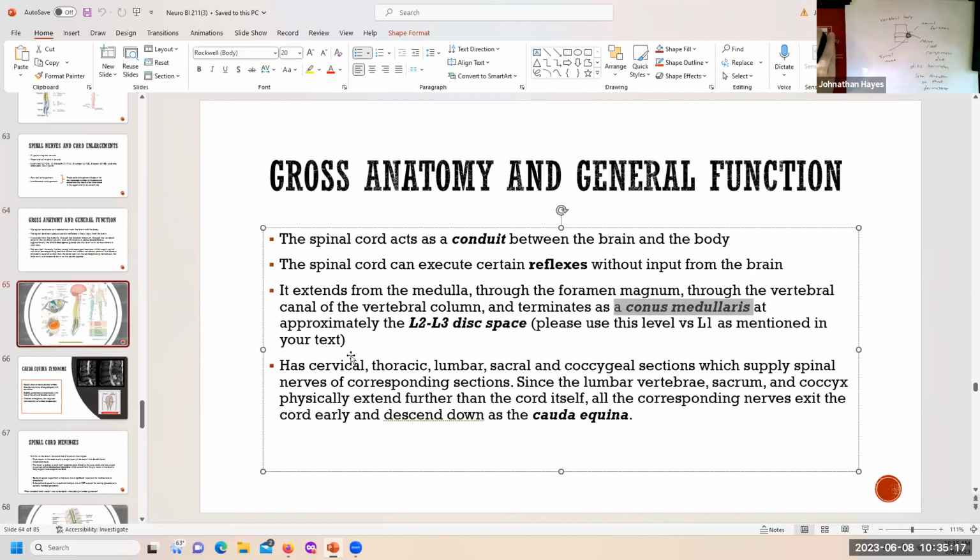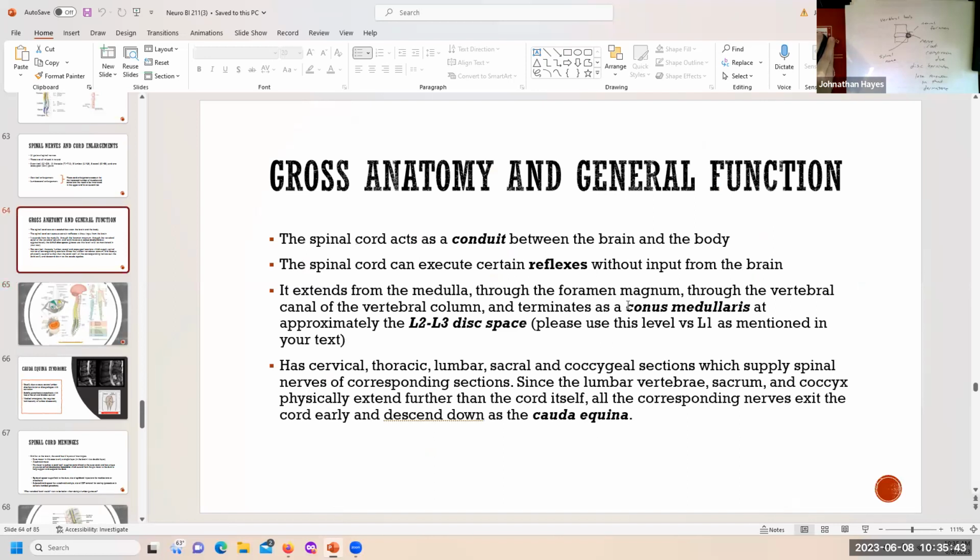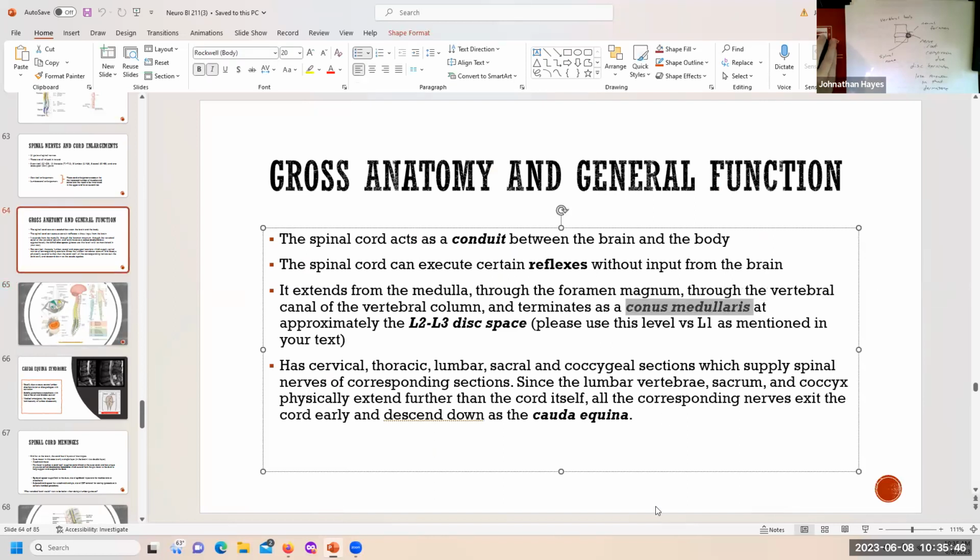As you're looking at the cord, as it spans its way down, eventually your cord actually terminates, right? Even though we already told you that we have 31 pairs of spinal nerves, and that goes all the way down to the coccyx here, the cord itself doesn't go all the way down to the coccyx. The cord actually stops at about the L2, L3 disc space. So right about here, okay? So your cord terminates and forms something called the conus medullaris, which is just a cone-shaped tip in the middle, right?